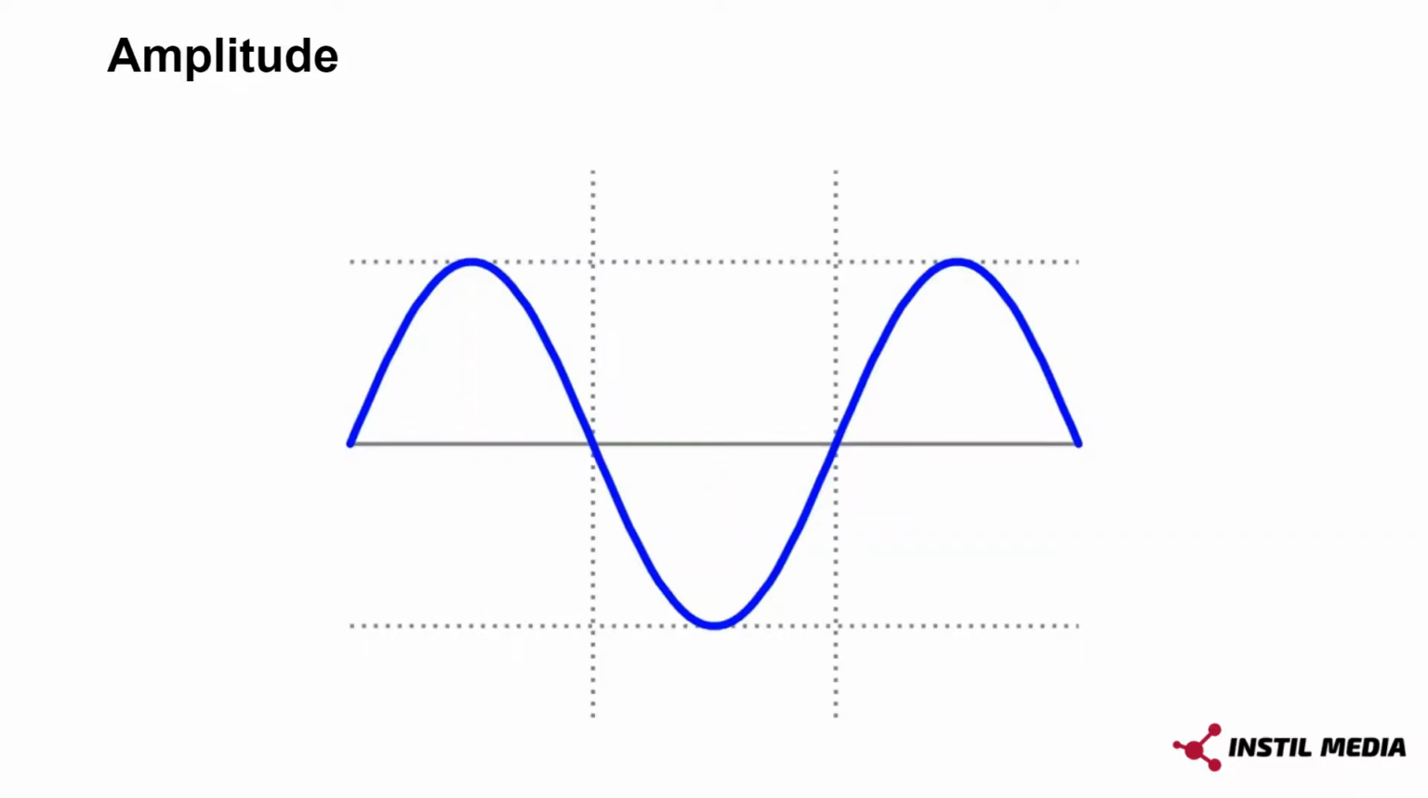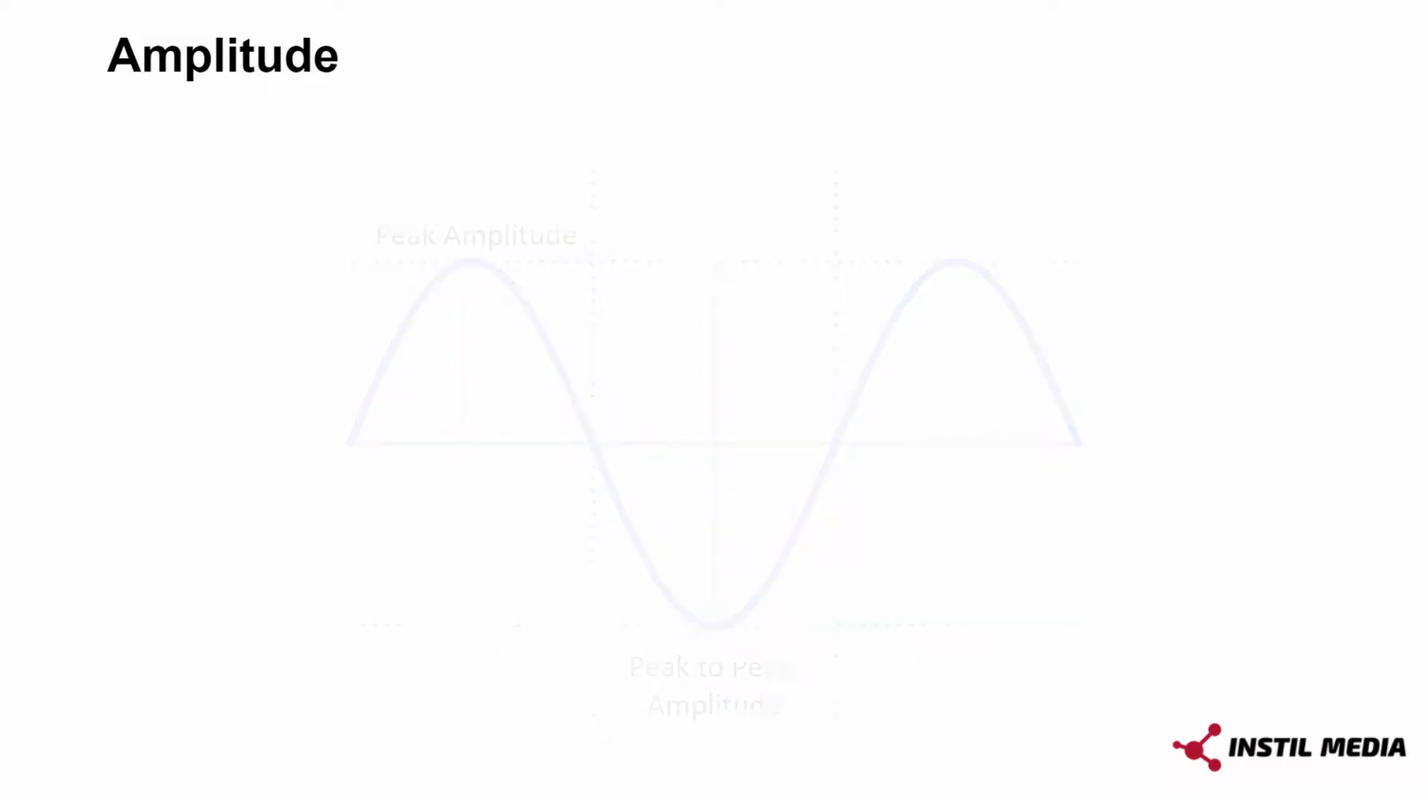Waveform amplitudes can be measured in several ways. The measurement of either the maximum positive or negative signal level of a wave is called its peak amplitude value. The total measurement of the positive and negative peak signal levels is called the peak-to-peak value.